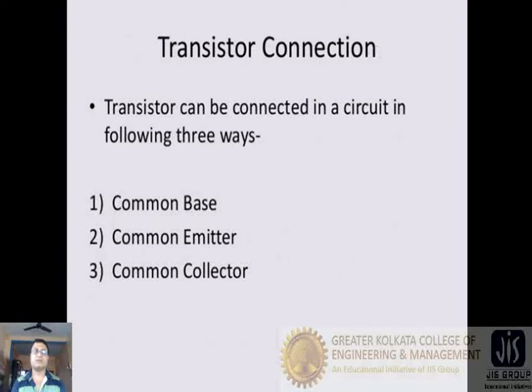Now comes the transistor connection. We can connect the transistor in three different ways: common base configuration, common emitter configuration, and common collector configuration. In these three ways, we can configure the transistor and make our circuit for our desired application.